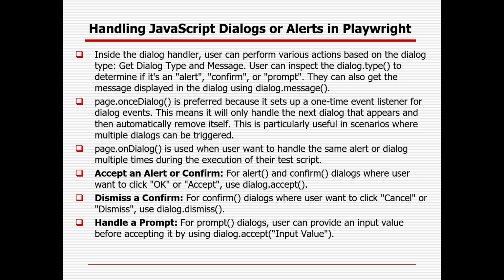Then there are three ways to accept, dismiss or handle a prompt. For an alert and confirm dialog where the user wants to click OK or accept it or click on the yes button, the user needs to use dialog.accept. Similarly, for a confirm dialog where the user wants to click cancel or dismiss or click on the no button, the user needs to use dialog.dismiss. For a prompt dialog, the user can provide the input value before accepting it by using dialog.accept, and here you can provide the input field whatever is required.